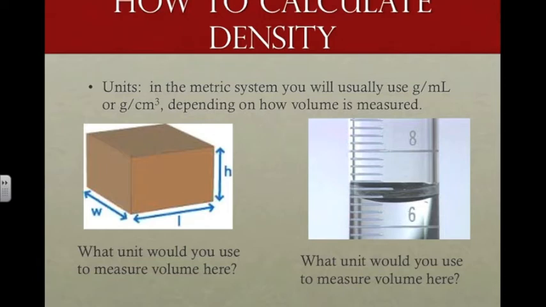If it's an irregular shaped solid object, such as a rock or a crystal, then you would have to use the water displacement method to find the volume. And of course, liquids are a little bit easier. You simply pour the liquid into a graduated cylinder, and then you would record the volume in milliliters. Also, for solids, the unit that you would use is cubic centimeters.